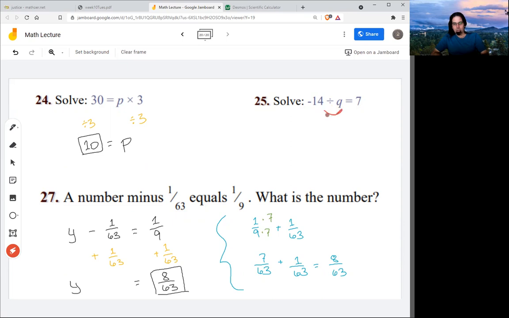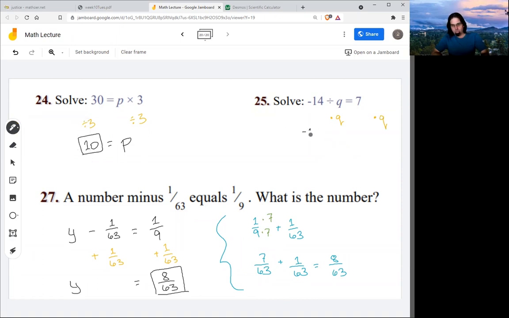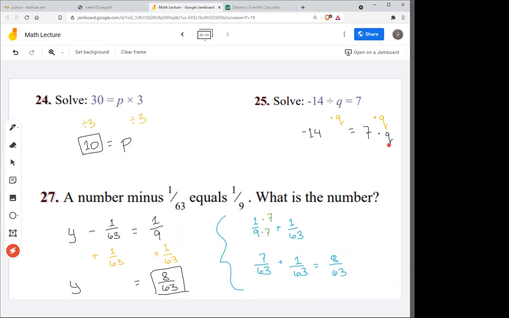So I have to get my divided by q off of a negative 14. So how do I get rid of a divided by q? Multiply by q. Then I get a minus 14 is now by itself. And on this side, I have 7 times q. Now, multiplying is symmetrical, is commutative. 7 times q and q times 7 are the same. 4 times 2 and 2 times 4 are both 8.